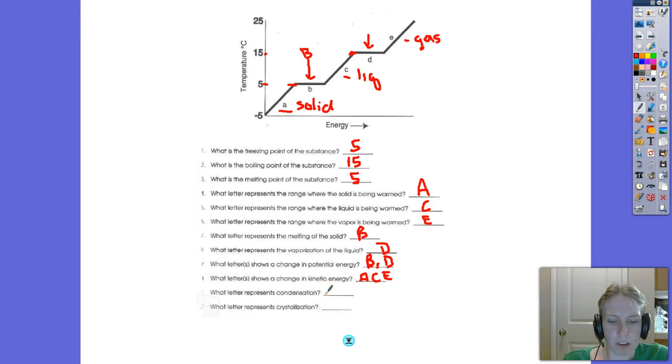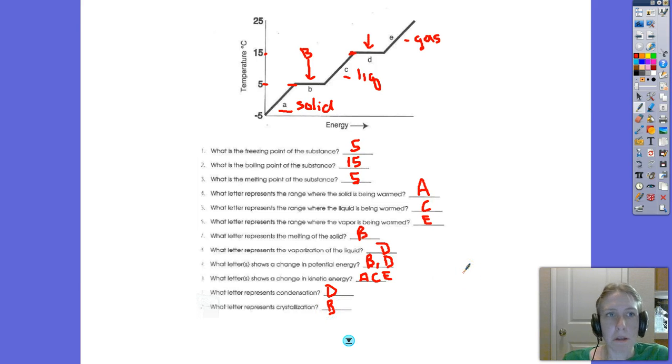What letter represents condensation? So condensation is when we go from a gas to a liquid, so that's going to be D, and crystallization happens when we're going from a liquid to a solid, so that would be B.